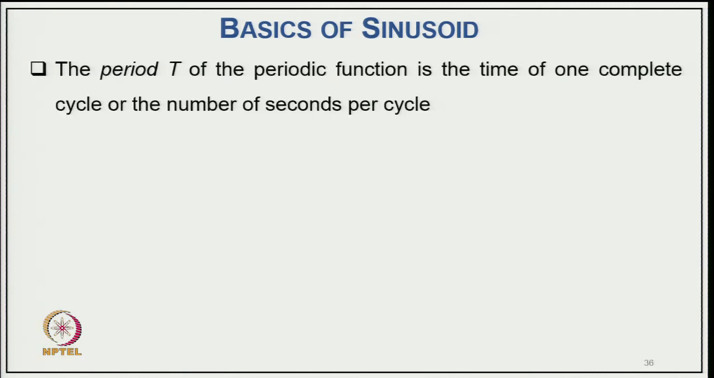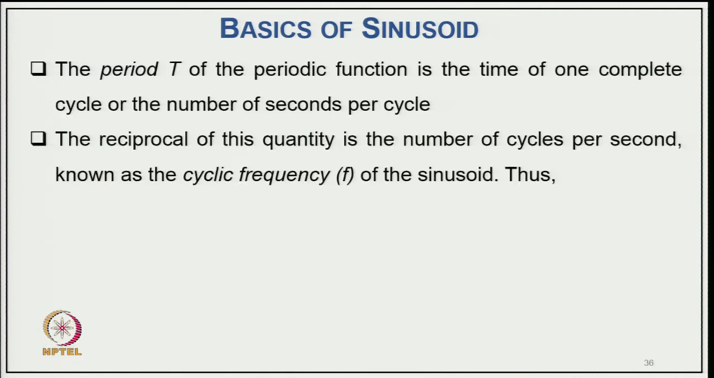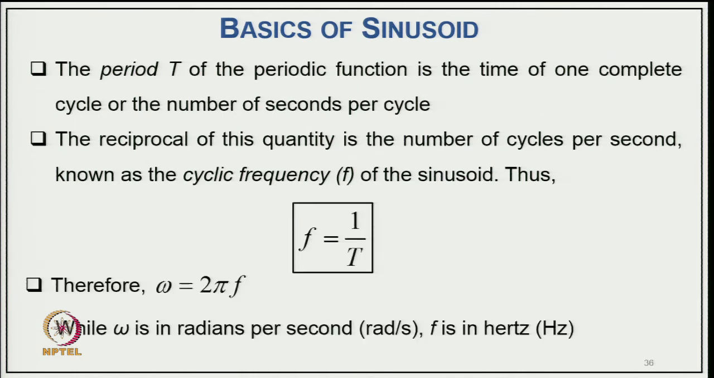The period T of the periodic function is the time of one complete cycle or the number of seconds per cycle, and the reciprocal of this quantity is the number of cycles per second, known as the cyclic frequency of the sinusoid. Thus f equal to 1 upon T, and therefore ω equal to 2πf, where ω is in radians per second and f is in hertz.